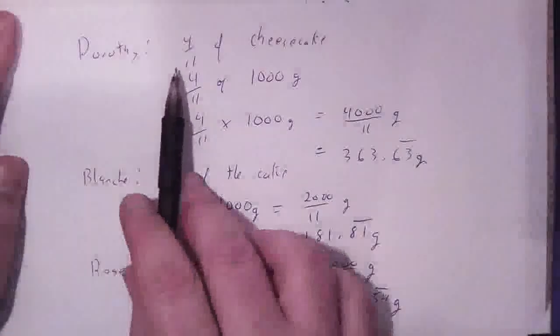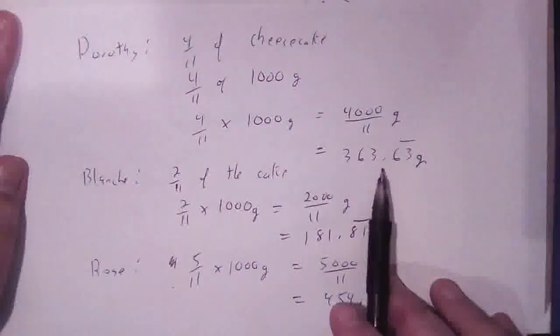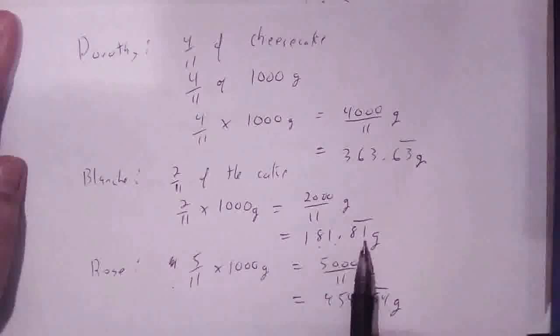So how much of the entire cheesecake did each of the friends eat? 2/11ths for Blanche, 4/11ths for Dorothy, and 5/11ths for Rose. How much of the 1,000 grams? 363.63 repeated for Dorothy, 181.81 repeated for Blanche, 454.54 repeated for Rose.